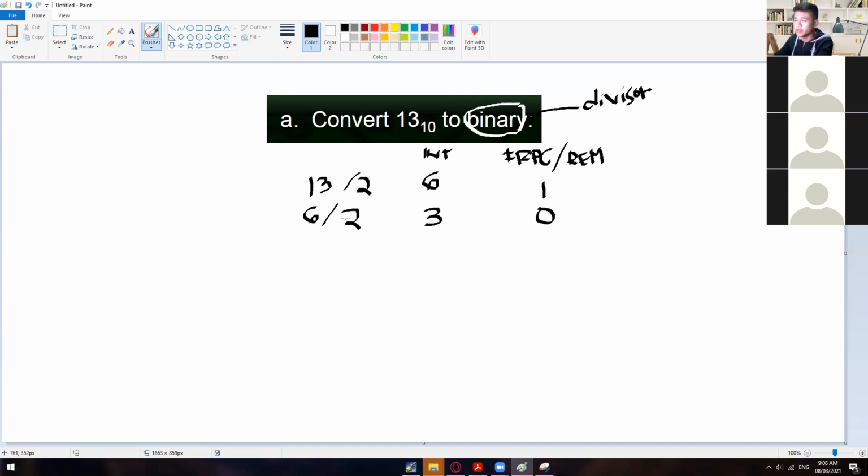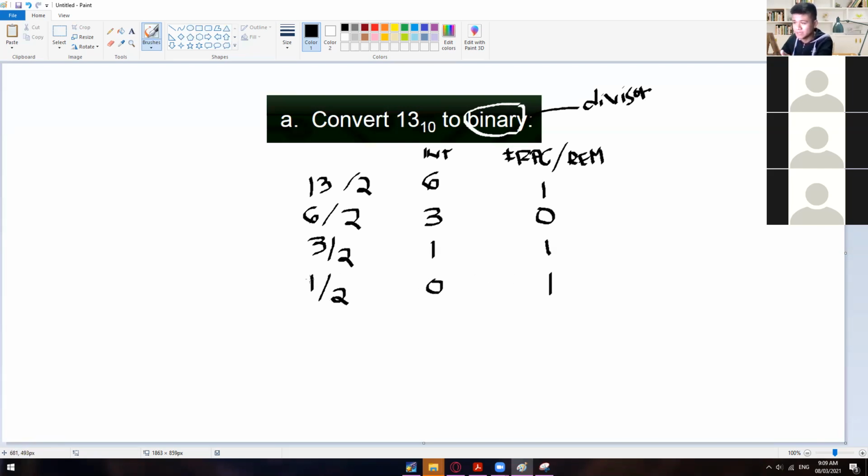We don't have a remainder, so just copy this one. 3 divided by 2 is 1, remainder 1, and then just copy this one. 1 divided by 2 is 0, and then the remainder 1. Why 0 here? Because you cannot divide 1 anymore by 2. Well, you can divide it, you'll get 0.5, or 1/2, but the one that you'll put here is of course the integer part only. That is why we have to put here 0.